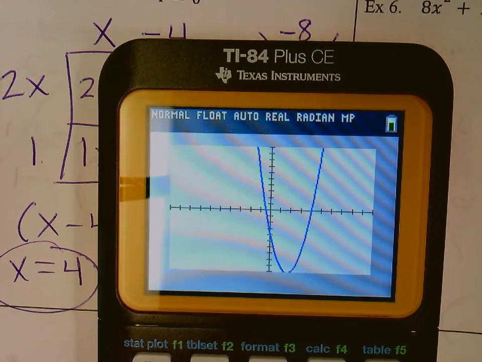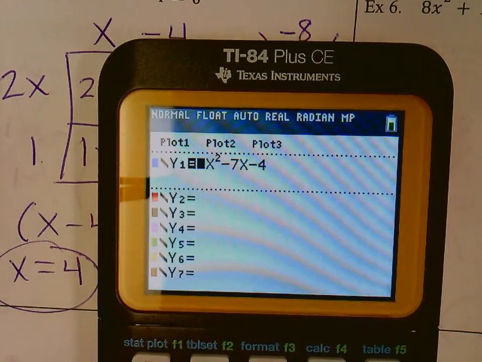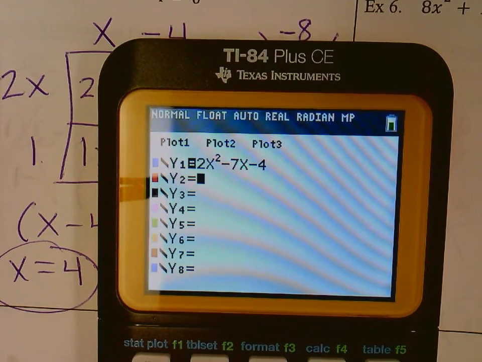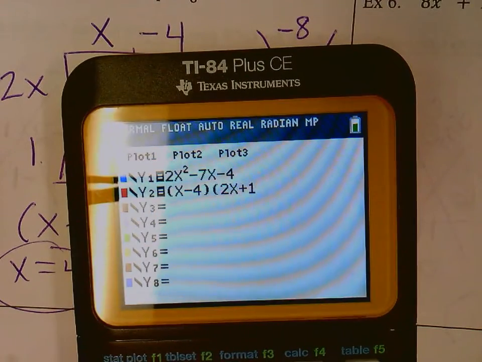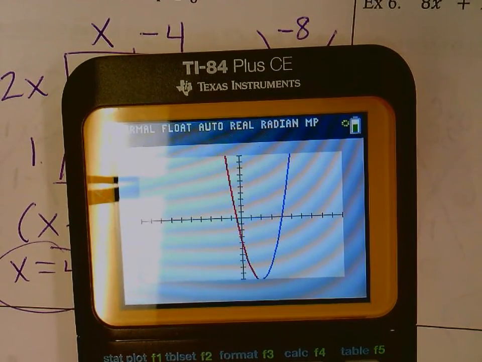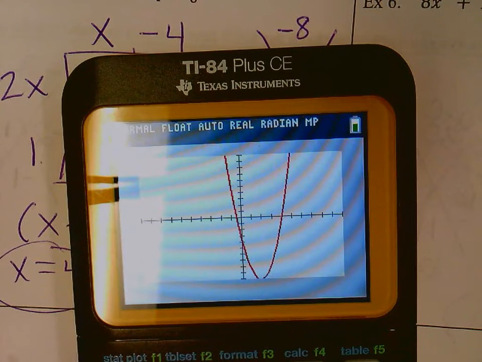And the other way you can check, if it's a calculator problem, is to put your standard form equation in one of the y equals and put your factored equation in the other y equals. Shouldn't they graph on top of each other? See how the red graph just graphed on top of the blue graph? So on a test, if you had a calculator, you can actually double check in the y equals menu that you have the correct factors and the correct x-intercepts.